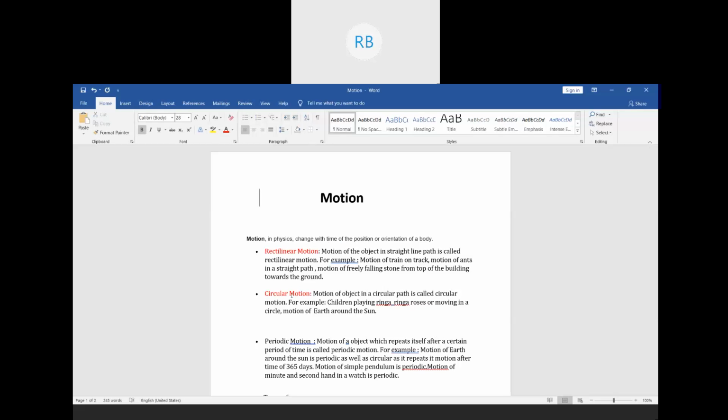The wheels. Okay. Then periodic motion. All of you, I think, got all this in class 7 or 8. What is periodic motion? When an object is moving the same distance in a particular time. Okay, motion of an object which repeats itself after a certain period of time is called periodic motion. That means after a certain amount of time the movement will repeat.